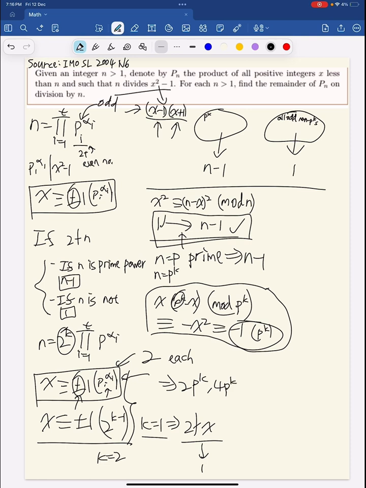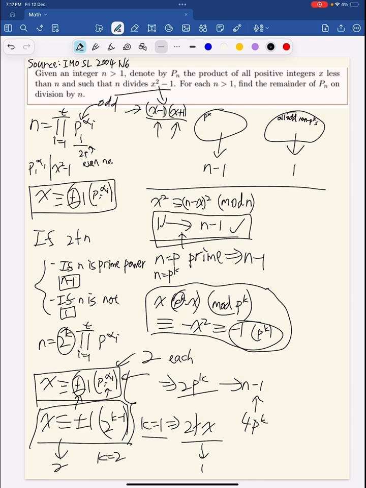Wait, hold on. Never mind. Don't mind what I just said. So 2 times p to the k, well, this gives n minus 1. Then for these, it actually adds in another factor of 2. Now, in this case, 4 times p to the k will also go to n minus 1.